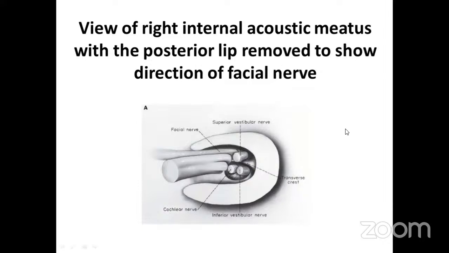So now the Bill's bar arises from this superior part of the bone, and it divides the superior complex into two further, anterior and posterior portions. So this is the transverse crest, and from here the Bill's bar arises, and that divides the superior complex into two portions, anterior and posterior.